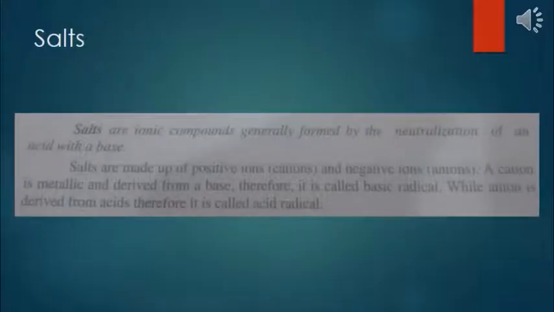Salts. Salts are ionic compounds generally formed by the neutralization of an acid with a base. Salts are made up of positive ions, that are cations, and negative ions, anions. A cation is metallic and is derived from a base. Therefore, it is called a basic radical, while an anion is derived from an acid. Therefore, it is called an acidic radical. As we have discussed in our previous slides about the neutralization reaction, salts are produced by the combination of an acid and a base.